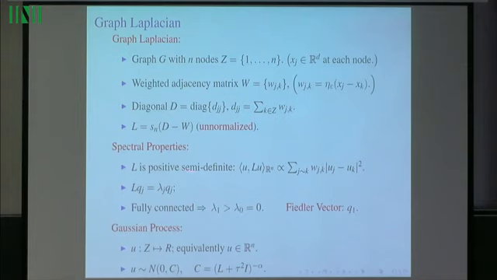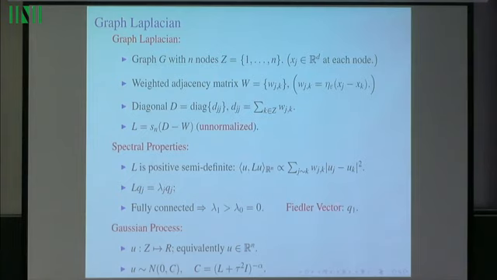So L has some nice spectral properties. The quadratic form uLu in Rn is positive definite, and, as these weights are positive, can be written as the weighted sum of uj minus uk squared. If the graph is fully connected, the first eigenvalue is 0 and corresponds to the constant eigenvector, and that's the sense in which it's similar to the Laplacian. And if it's fully connected, then the next eigenvalue is positive, and the eigenvector that goes with it, q1, is called the Fiedler vector, and I'll show you that in a minute because it's important.